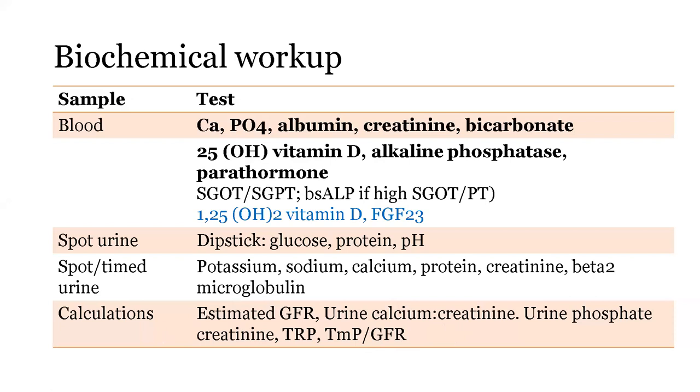The basic minimum investigations, the first tier, would be those mentioned in dark black color, the biochemistries. And urine can be done for dipstick, which is easy to do. In case there is some abnormality in the dipstick, you can go for spot or timed urine samples for all these metabolites. And in case there is some pointer towards hypophosphatemia or hypercalciuria, you need to do these calculations.